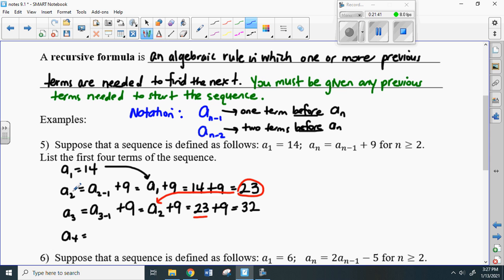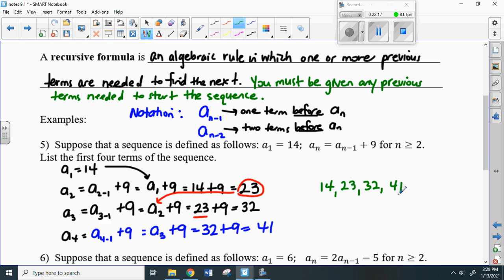so notice that when I was finding A2, I needed A1 plus 9. When I found A3, I needed A2 plus 9. So if I want to find A4, I'm going to need A3 plus 9, which means I need 32, which is the last answer I got, plus 9 is 41. Now, if you feel more comfortable actually showing all the steps, you are more than welcome. Okay, so what are the first 4 terms? Make sure you know 14, 23, 32, 41. All right, that is a little bit more of a difficult concept.